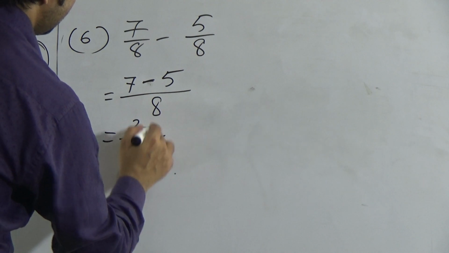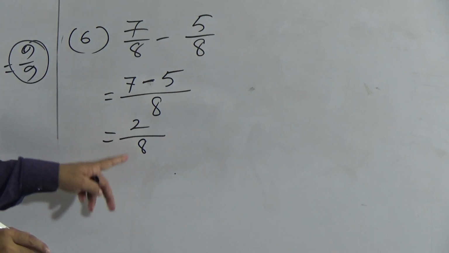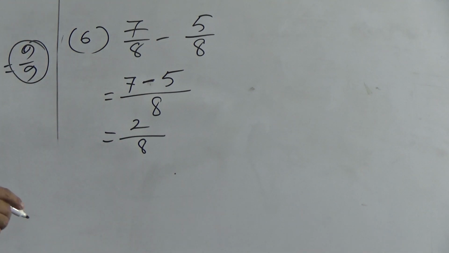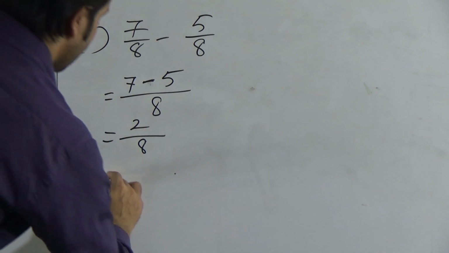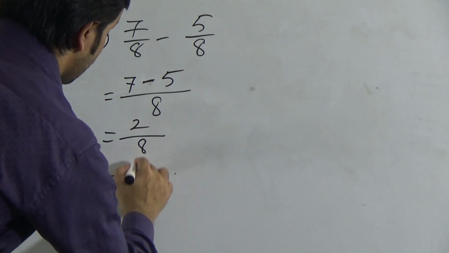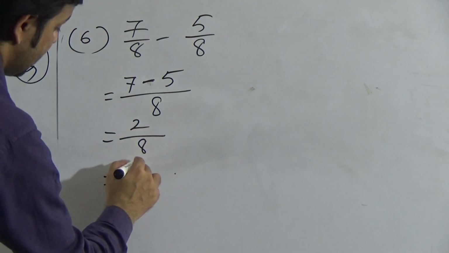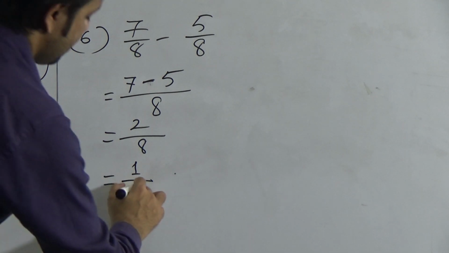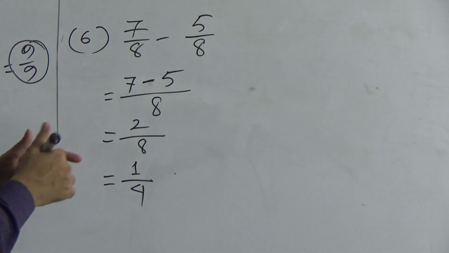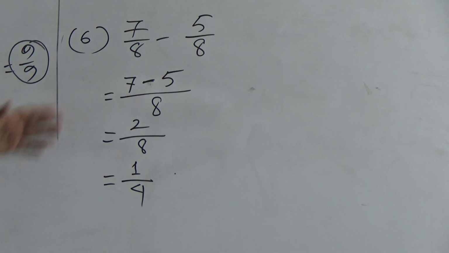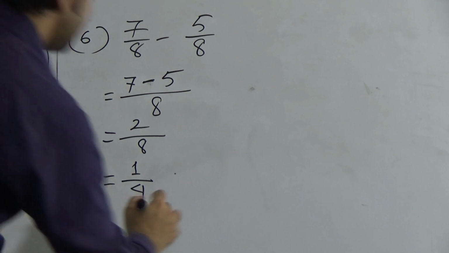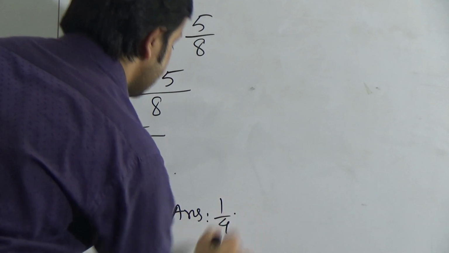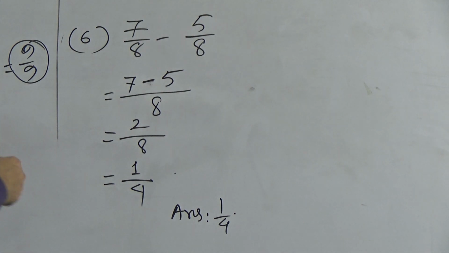Then here is 8. Now see, both numerator and denominator is divisible by 2, as both the numbers are even. So we can divide both by 2. If we divide 2 by 2, we will get 1. And if we divide 8 by 2, we will get 4. So our required difference for the last question today, that is 1 by 4. It means that answer of this question is 1 by 4.